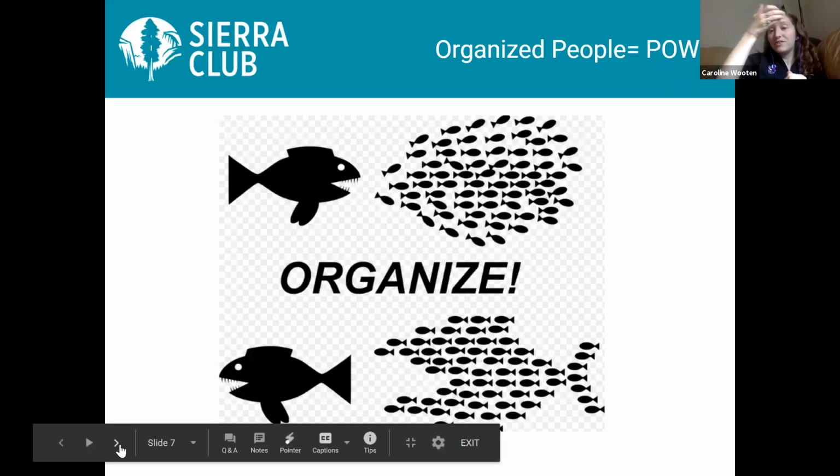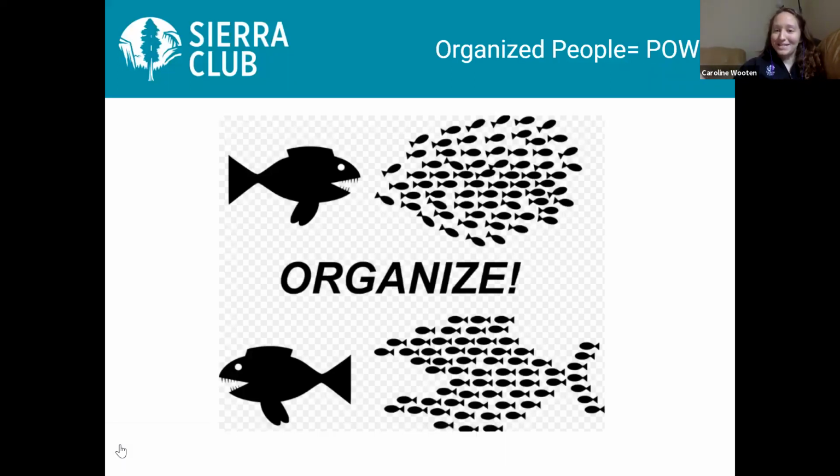So I love this graphic to describe what organizing is. When we're not building power together, we get eaten by the big scary fish. But when we are building power together, we can hold that fish accountable and take care of each other. I'd love to hear if people have entities or people they have in mind when you think about this big predatory fish that's ganging up on the little fish. You can put it in the chat box.